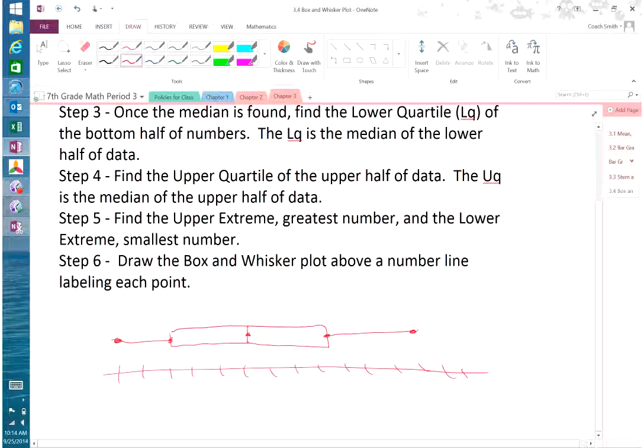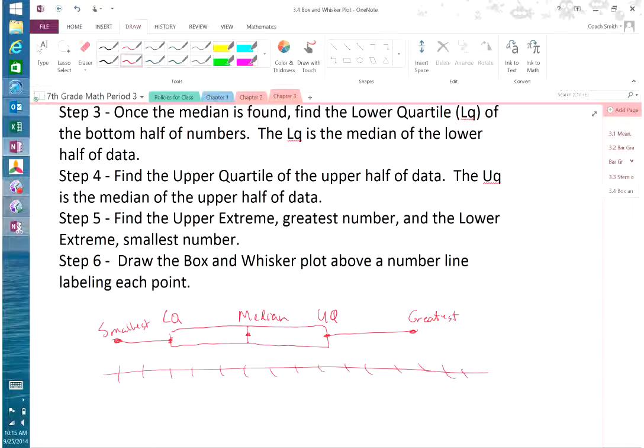This is the median. This is the upper quartile. This is the lower quartile. This is the greatest, obviously. And this is the smallest. Now, obviously, your number line is going to have numbers on it. So, I want to do an example of all the steps.